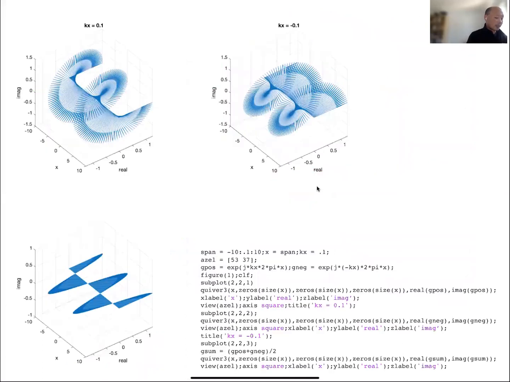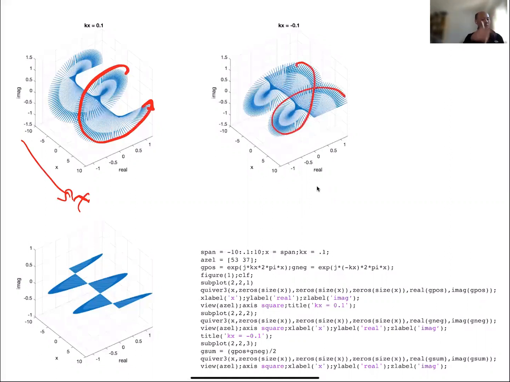Another way of drawing this, and this code is online so you can see it, is that this is the x direction here, and what I've plotted is the real and imaginary part. You can see this one is going counterclockwise, and this one is going clockwise. So there are different screws. One screw is going this way and the other screw is going the other way. If I look at the summation of these two, if I add these together and multiply by 1/2, then the imaginary parts always cancel out. So I'm left with a cosine as a function of x. That's a useful thing to think about.